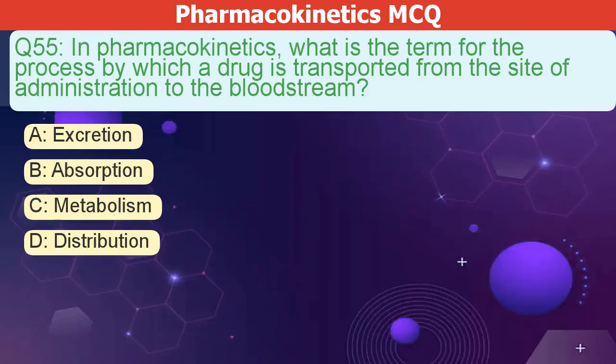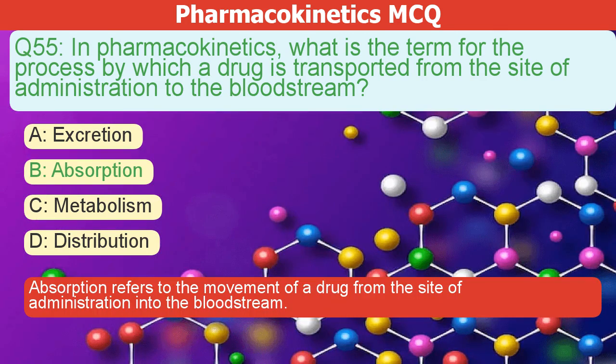In pharmacokinetics, what's the term for how a drug moves from where you give it to the bloodstream? A. Excretion. B. Absorption. C. Metabolism. D. Distribution. The correct answer is B. Absorption refers to the movement of a drug from its administration site into the bloodstream.